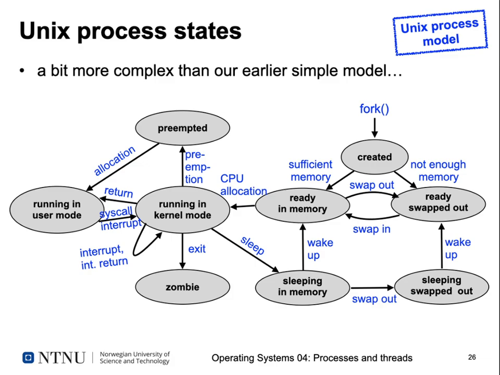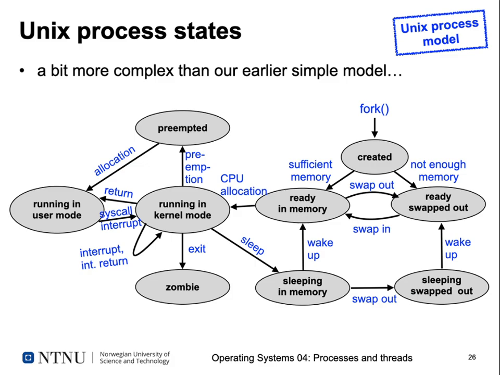So you see, whenever you call fork, a new process is first in the created state. Now, if it's in the created state, it might have sufficient memory. And if it has sufficient memory, a new process could start right away. So it's just waiting for the CPU. It's ready in memory. But sometimes you might not have enough main memory, so you can still create a process using fork. But it's not in main memory, so it's swapped out. It's just somewhere on the disk.